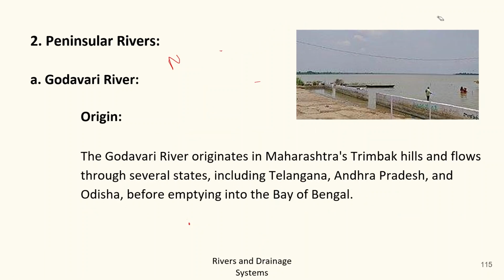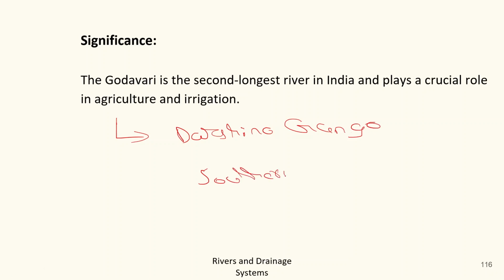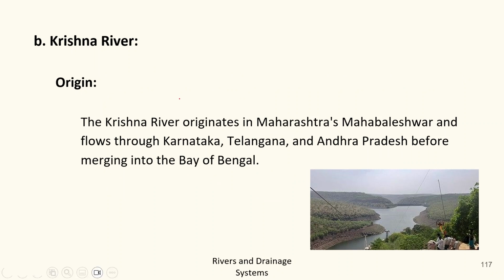Now, let's come to the next river of peninsular India. Its significance: it is the second longest river in India and plays a crucial role in agriculture and irrigation. Because it is the second longest river, it is also called Dakshin Ganga, or Southern Ganga.